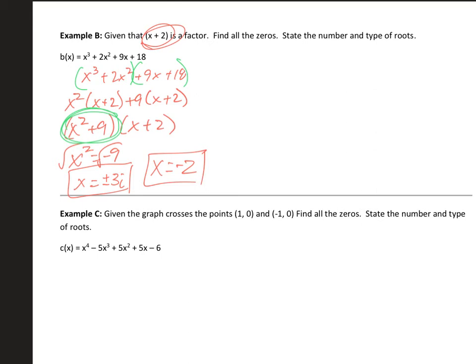And anytime you take the square root of a number, remember you always have 2 solutions. So there are 3 total roots. You have 2 complex and 1 real. All right. Pause the video. Try example letter C, and then after you do it, we'll go over it.